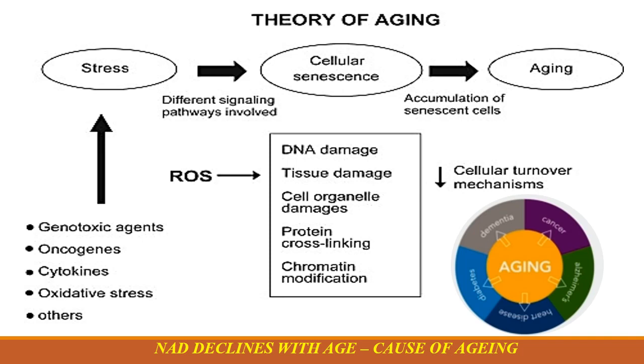And that leads to different signaling pathways being involved. There is cellular senescence and accumulation of senescent cells leading to aging. Now, in this whole process, one of the important things is the reactive oxygen species or free radicals, which I have mentioned, and they can cause DNA damage, tissue damage, cell organelle damage, protein cross-linking, chromatin modification. All these things can push cellular turnover mechanisms downwards and lead to different changes in the life process, leading to aging or disease or even death.